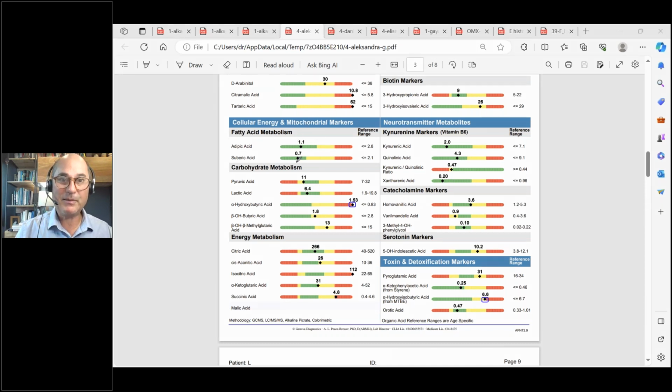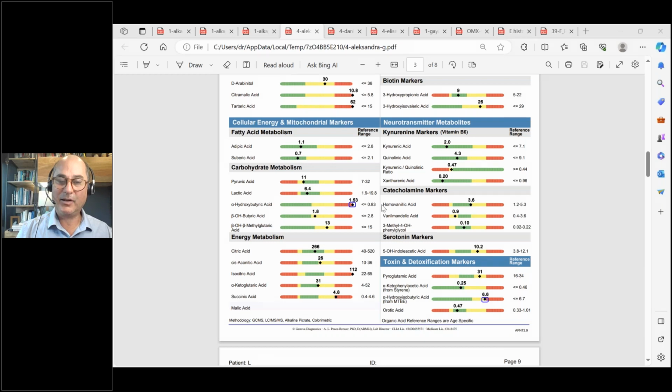So fat metabolism looks good. Carb metabolism does not look good. Alpha hydroxybutyric acid is high. That means they're having blood sugar problems, as do these two markers. And then under energy metabolism, there's two that are quite high and one that's just borderline high. So a fair number of problems with the mitochondria making energy that we want to correct for.